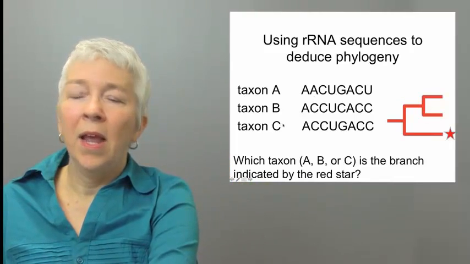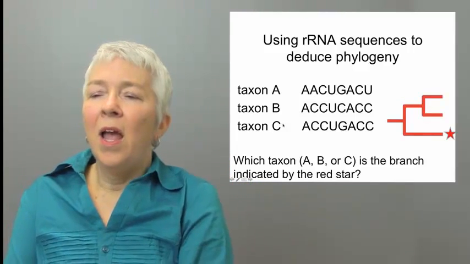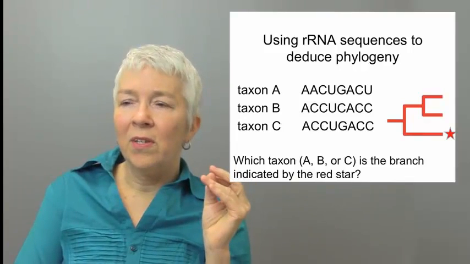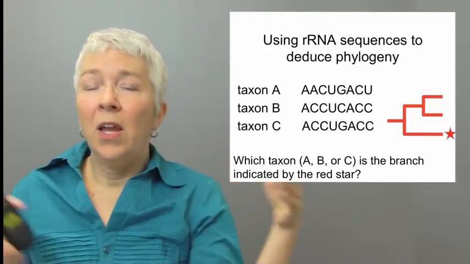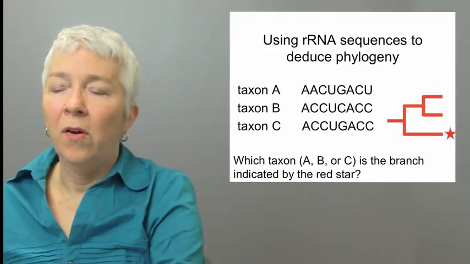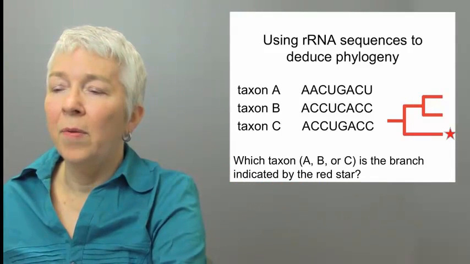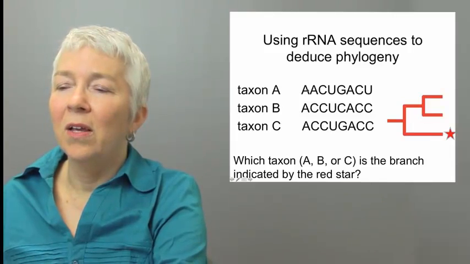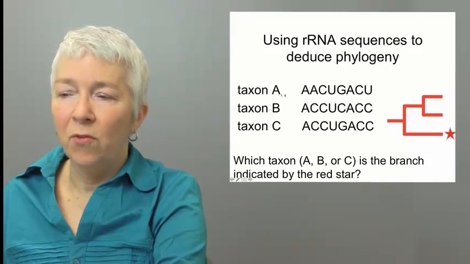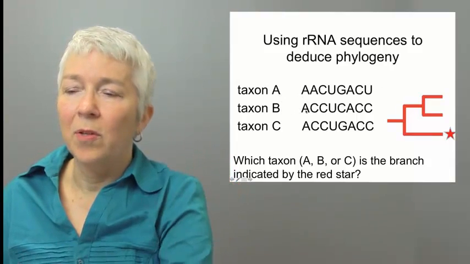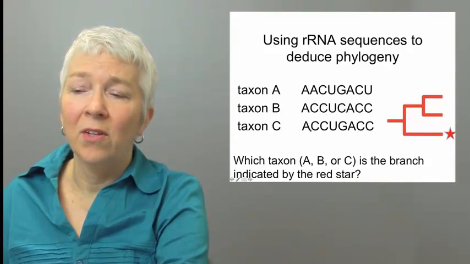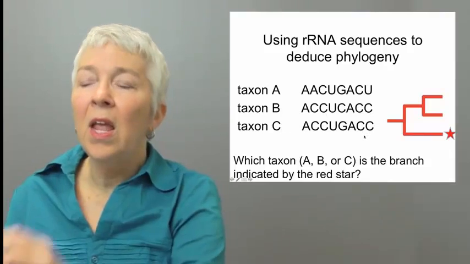Taxa A, B, and C will be their names. And we're going to use as a characteristic for identifying their relatedness a short sequence of ribosomal RNA, simply 8 ribonucleotides. So here are the 8 right here. For taxa A, it's this sequence. For taxa B, at the same location of the ribosomal RNA, it's this sequence. And for taxon C, it's this sequence.